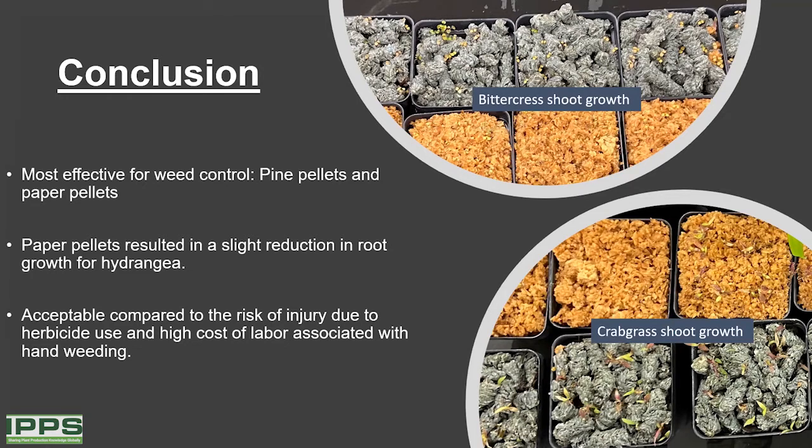But paper pellets resulted in a slight reduction in root growth of hydrangea, but as compared to the high risk of injury due to herbicide use and high cost of labor associated with hand weeding, it is very acceptable. We are further doing our research on determining the physical and chemical properties of these mulches to find out which factor is contributing to the weed suppression. And also we are trying to find what will be the effect of these mulches on the crop after they are transplanted.